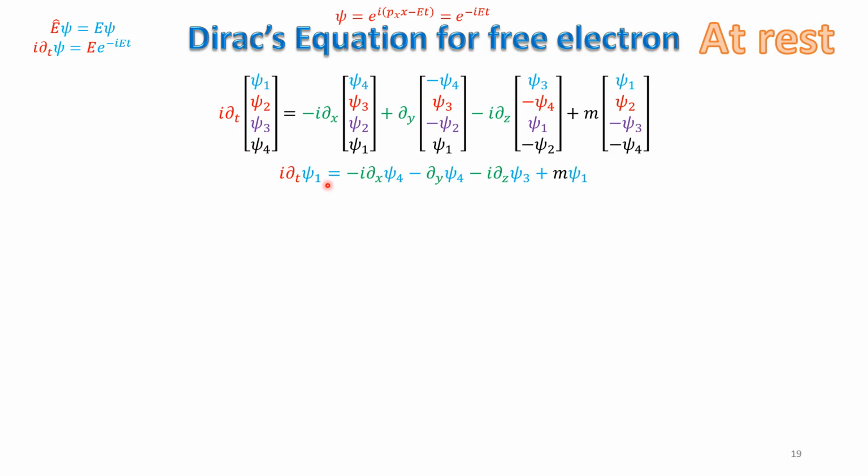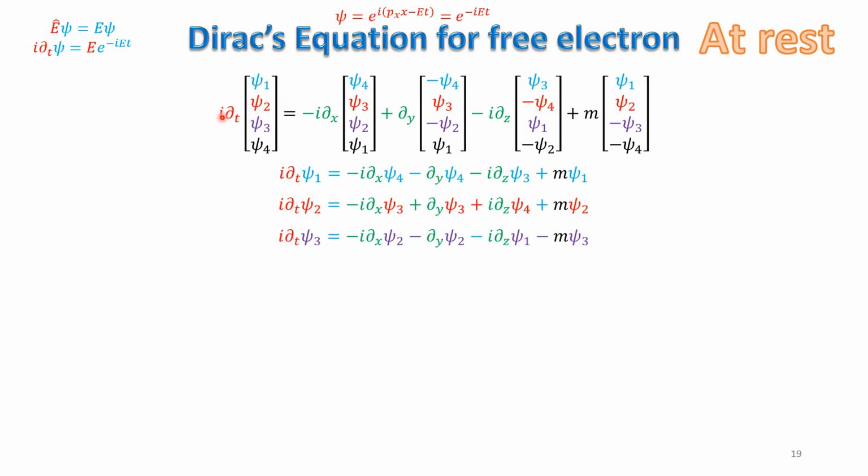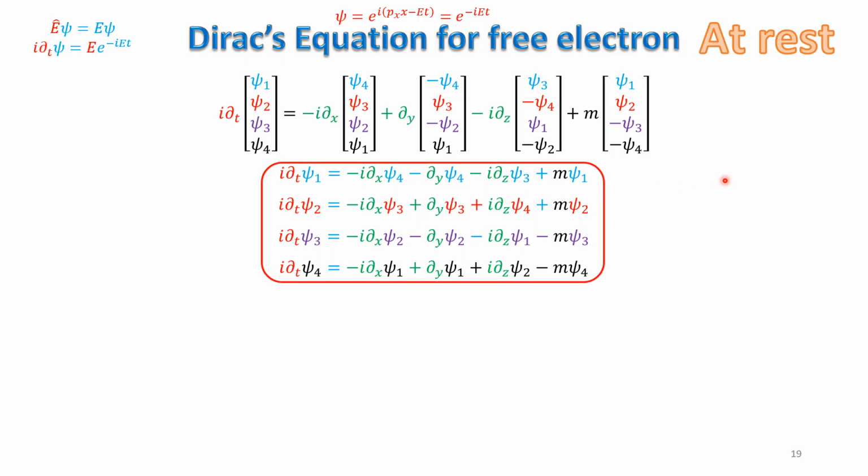So we have raised the first equation like this; the second equation you can identify in red, and the third one in the violet shade. Psi is being represented, and this forms a set of four equations, which is the Dirac equation for a free electron at rest.